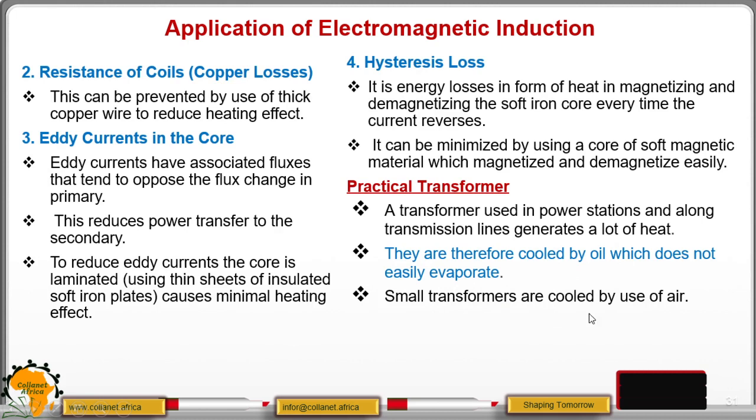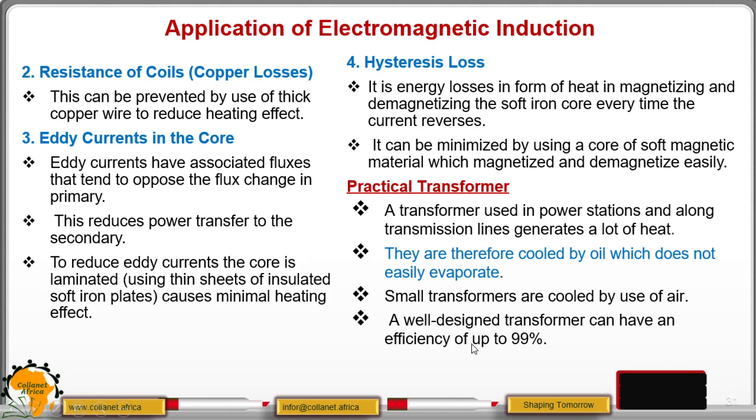Now, small transformers are cooled by use of air, but a well-designed transformer can have efficiency of up to 99%. However, the presence of air reduces its efficiency. Remember, we have talked of ideal transformer, where we have said that ideal transformer has an efficiency of 100%. But now we are saying we have a practical transformer that we use in power stations. Now this one, to ensure that there is cooling, we use oil that does not evaporate easily. But we still have other small transformers that can be cooled using air.